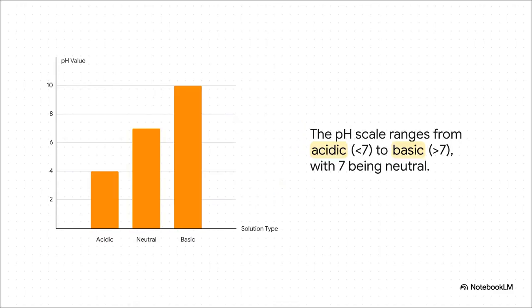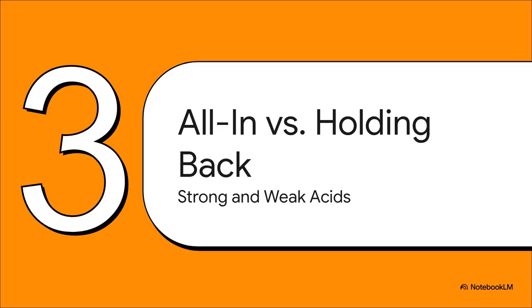So, starting from that perfect middle point of 7, the scale splits in two directions. Anything with a pH below 7 is acidic, and the lower the number, the stronger the acid. Then anything above 7 is basic or alkaline, and its strength goes up the higher the number gets. Okay, but here's where it gets really interesting. It's not just about whether something is an acid or not. We also need to know how it behaves when you put it in water. Does it go all in, or does it kind of hold back?